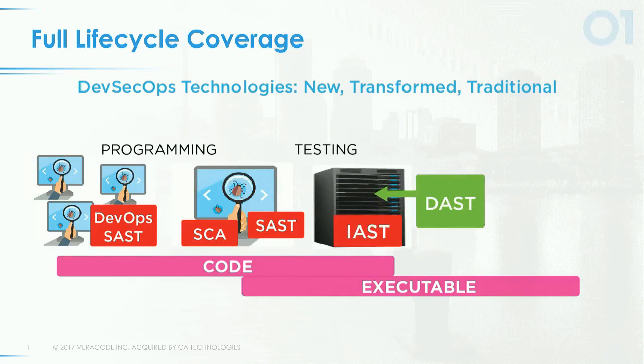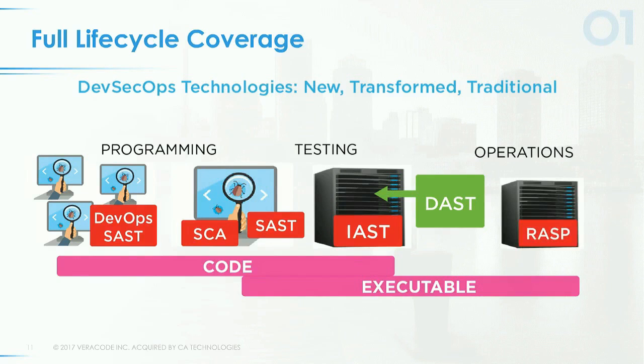Then, when your application should be tested in its runtime state, you would use either DAST separately, dynamic application security testing, a technology that will be launching simulated attacks against your application, or you can use IAST with an embedded attack generator with some test scenario, or you can use IAST and DAST in combination.